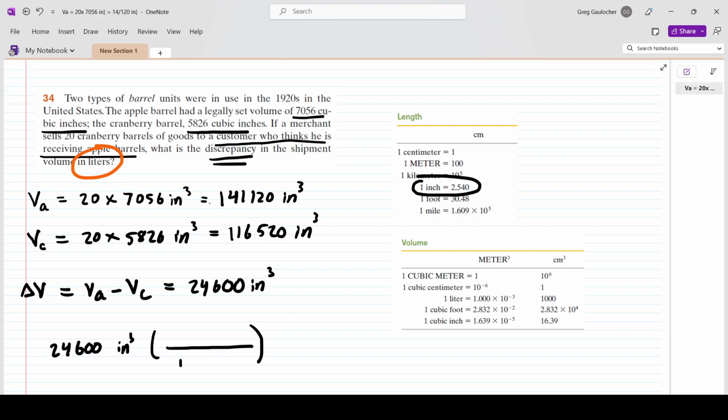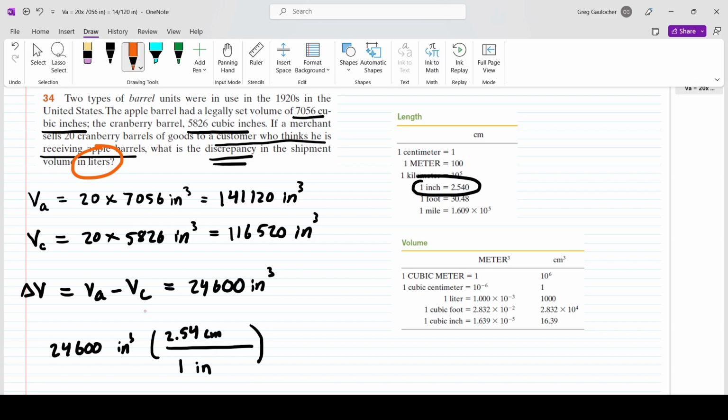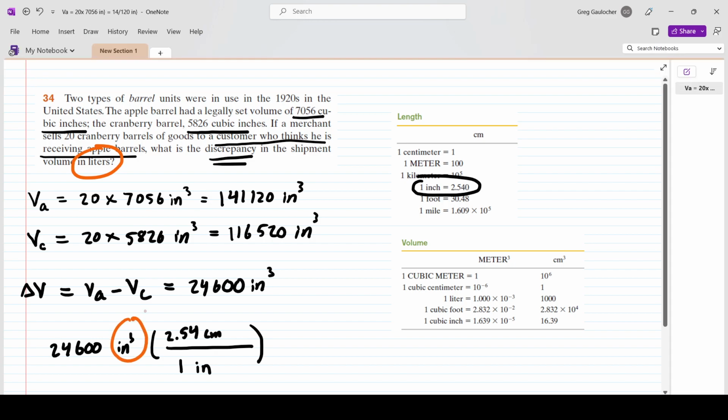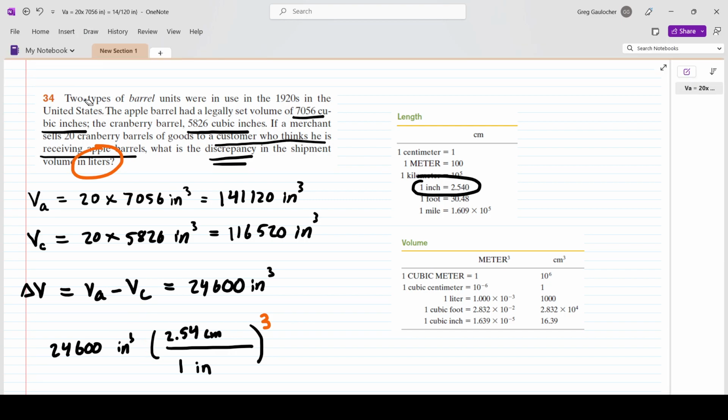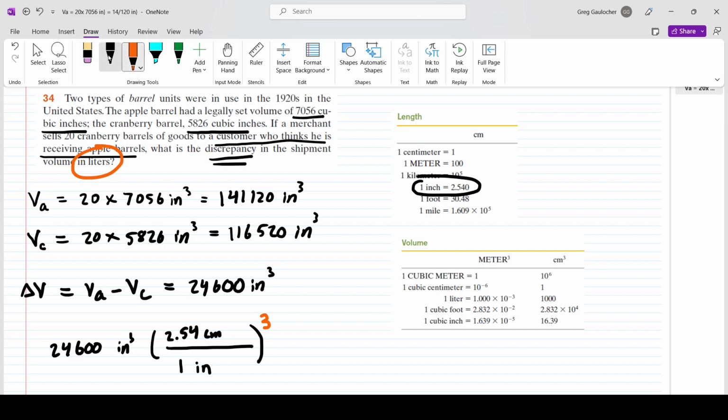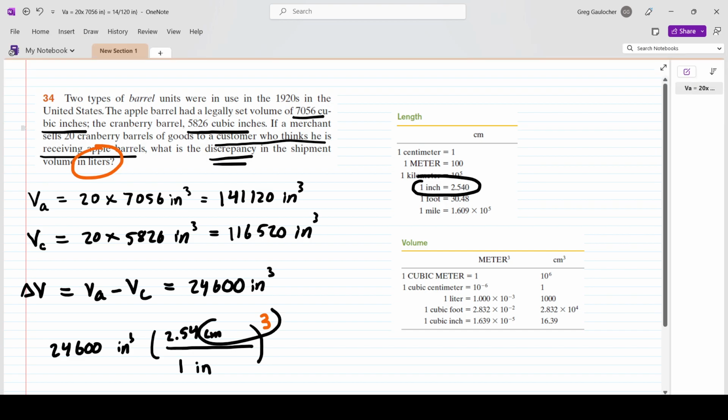So what we'll do is we'll start with the conversion factor. We'll put the inches in the denominator. 1 inch is indeed 2.54 centimeters. But because this is inches cubed, then we're going to actually have to cube this conversion factor. So a lot of students would forget to cube that. Don't be one of those students. You just cube that conversion factor. That will get your inches into inches cubed. It will also get your centimeters into centimeters cubed. So just be mindful of that as well, that we now have centimeters cubed.